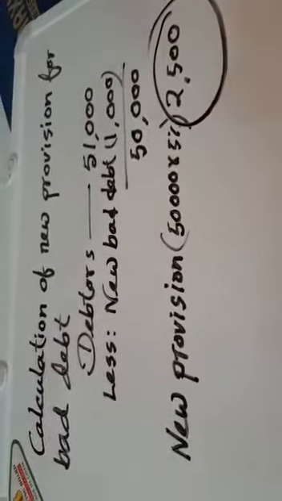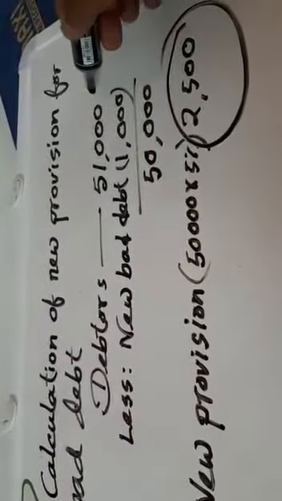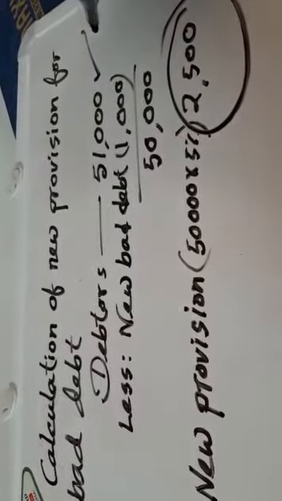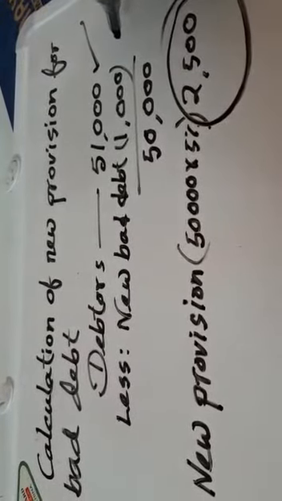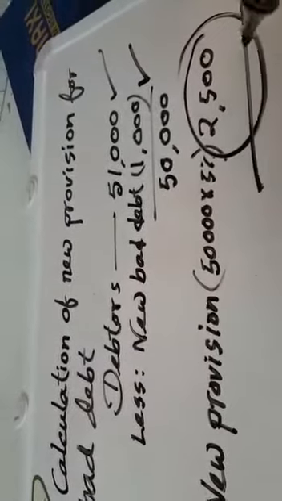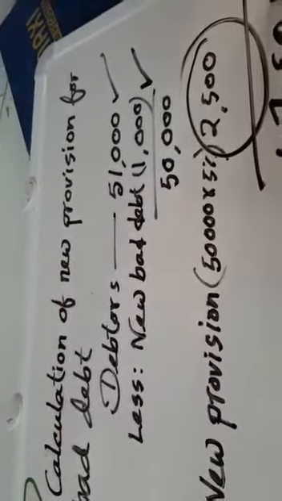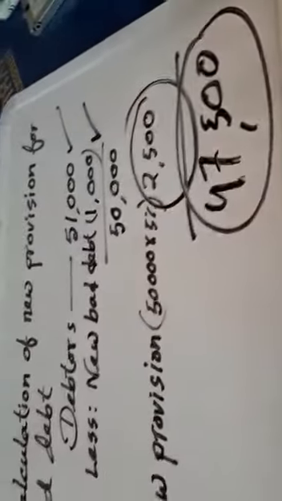Just check. The way we calculated it, the same way we can show it in the financial position. That is, we write debtors or accounts receivable 51,000. We minus the new bad debt, that is 1,000, and the remaining new provision for bad debt 2,500. This one will be minused and we get 47,500. This 47,500 will be shown in the final column of our financial position.